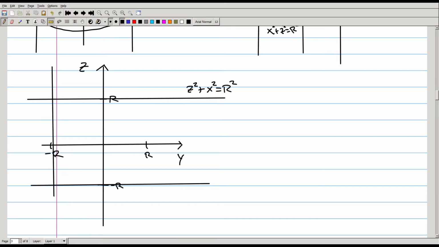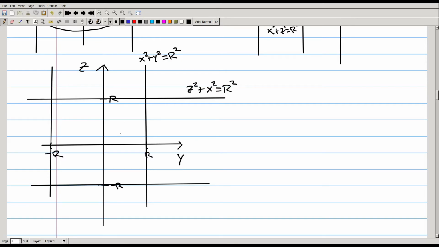And then likewise, the cylinder going along the z-axis is the cylinder x squared plus y squared is equal to r squared. That's this cylinder right here. And you can see very clearly, right, that the total region here that we've got to consider is actually a rectangular region from negative r to r in y and negative r to r in z.